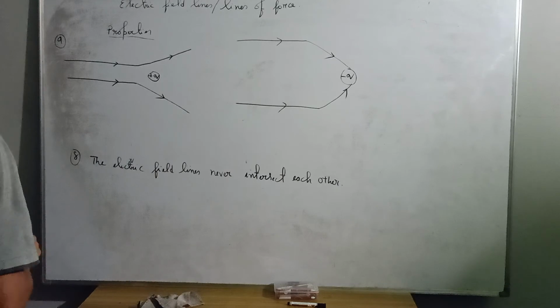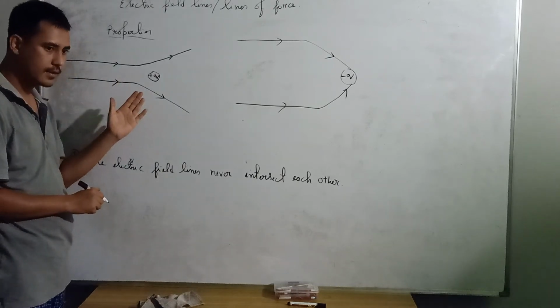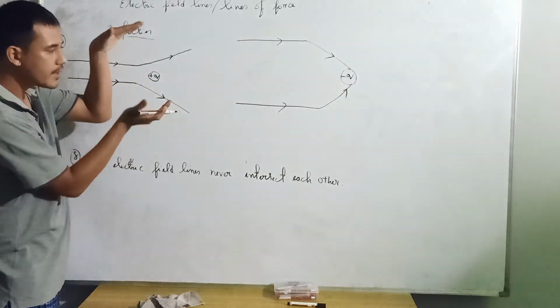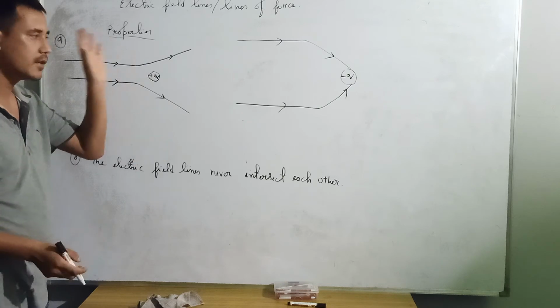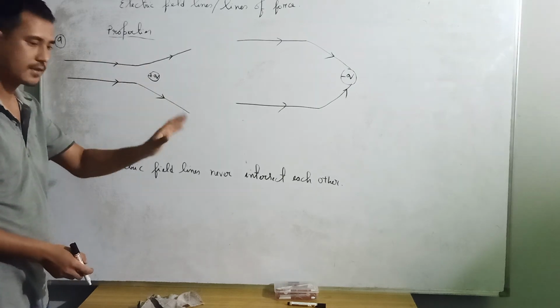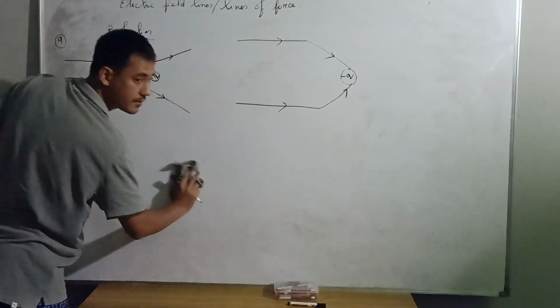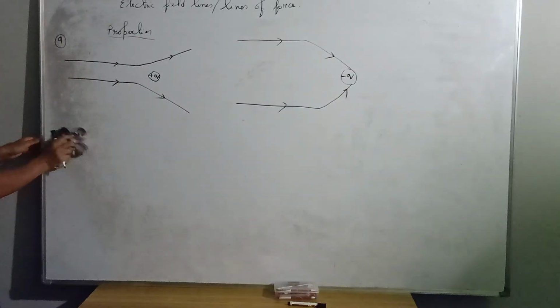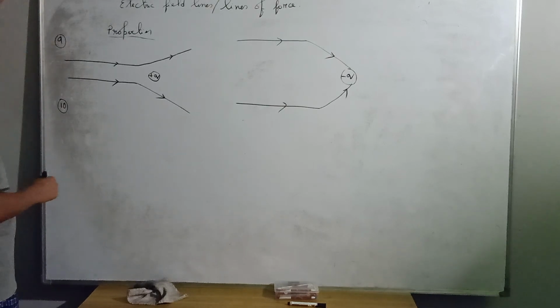The tenth property is, whenever you see parallel, straight, equally spaced field lines, then it represents a uniform electric field. Let me show that to you. Is it clear to you? Very important properties. Questions on these topics and properties can come in your exams.